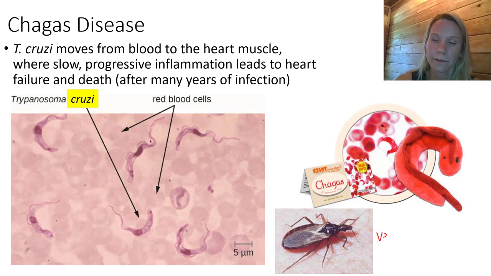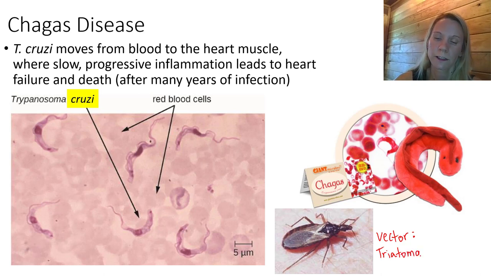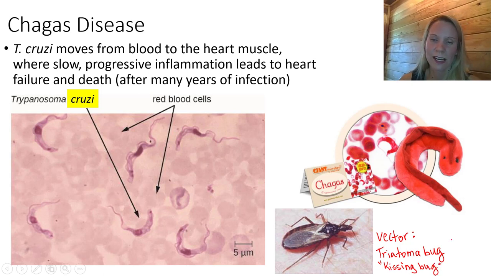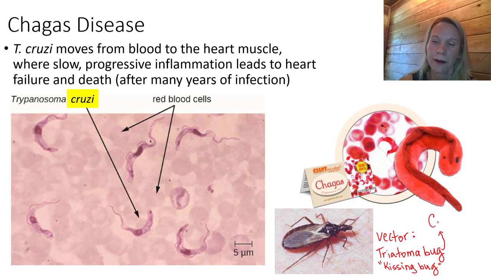So the vector here is a different type of bug. It's called a triatoma bug. It's oftentimes referred to as the kissing bug. I don't think I'd want to get a kiss from this bug, though. It gets that name because it could climb over your face when you're sleeping and bite you. This particular bug is only found in certain areas of Central and South America.